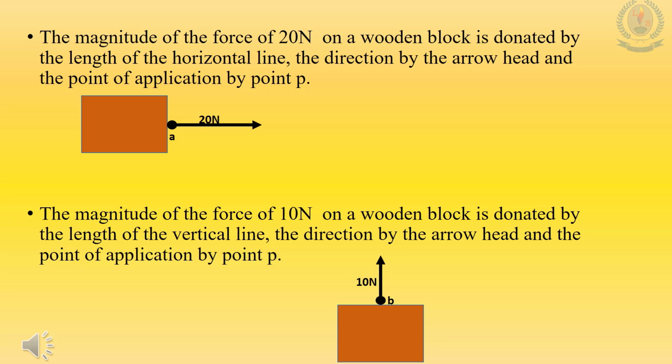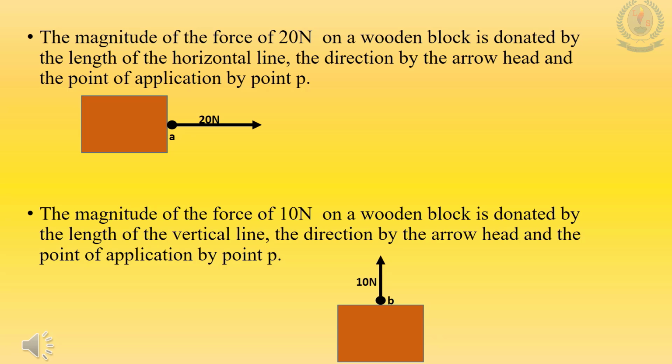And now let's move to the second diagram. In that diagram, the magnitude of the force of 10 newtons on a wooden block is denoted by the length of the vertical line. Here also, the 10 newtons is represented by a straight line. And here the direction is shown by the arrowhead. The arrowhead is in the south direction. And again the point of application is point B.